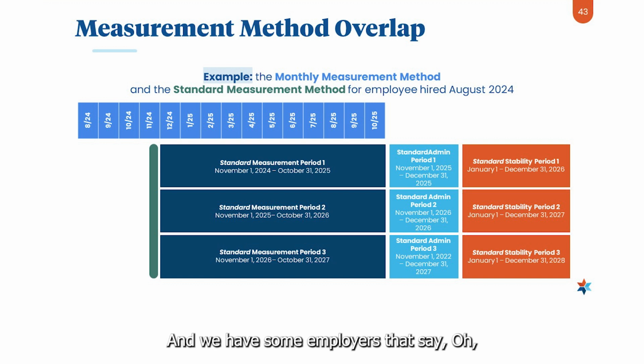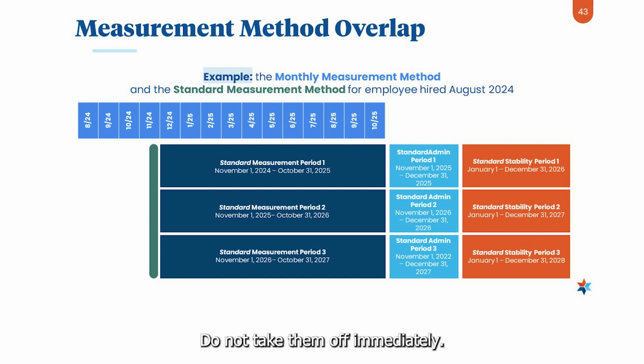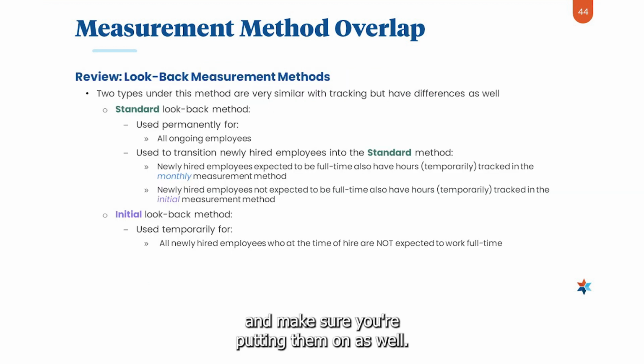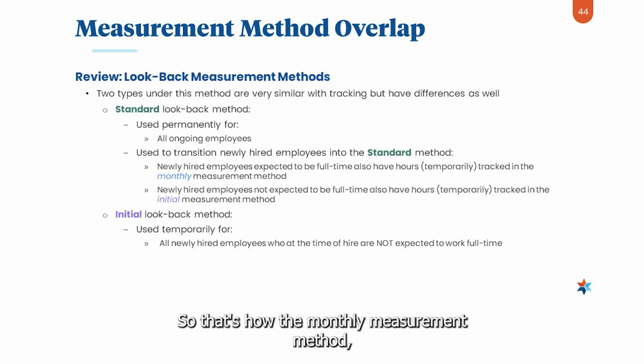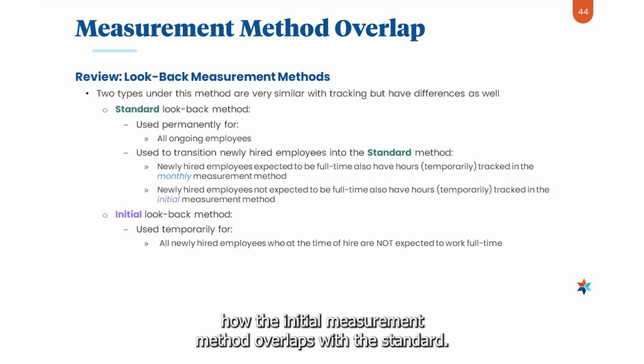And we have some employers that say, oh, they're not working, we're going to take them off immediately. Do not take them off immediately. You need to make sure you're following your policy and making sure you're putting them on as well. So that's how the monthly measurement method, the temporary method, overlaps with the standard. Now we're going to talk about how the initial measurement method overlaps with the standard.